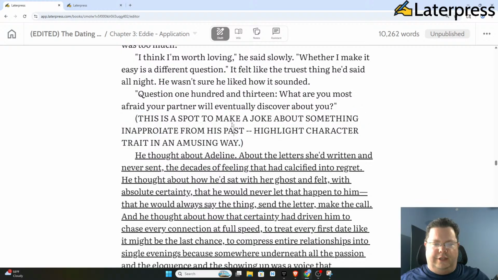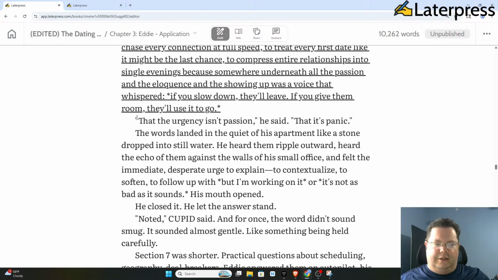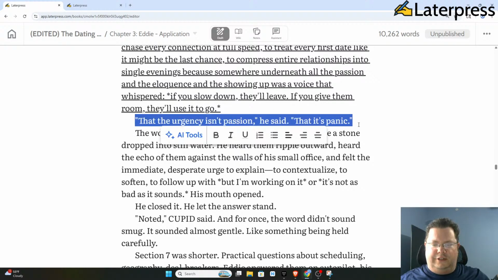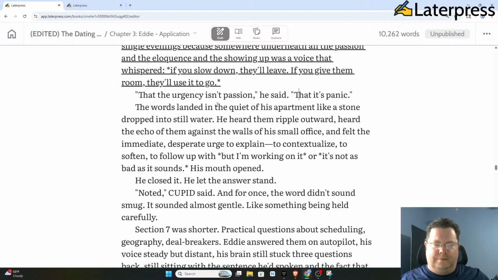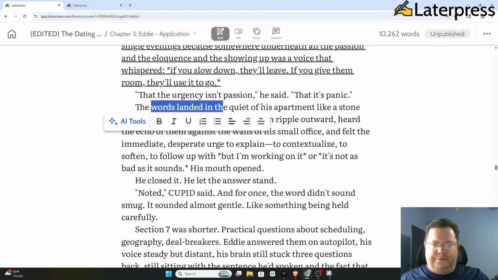Eddie in his own head thinking something inappropriate, and then actually answering that the urgency isn't passion, he said, it's panic. The words landed in the quiet of his apartment like a stone dropped into still water. Too many metaphors. Nothing wrong with this, but this isn't my writing style, so we're going to adjust that a little bit.